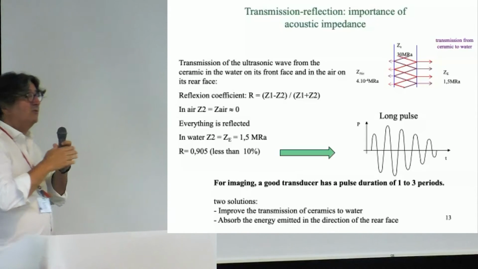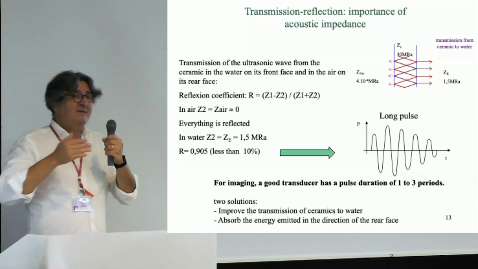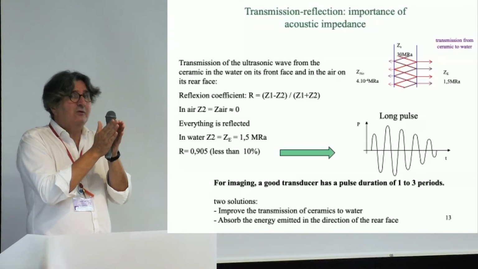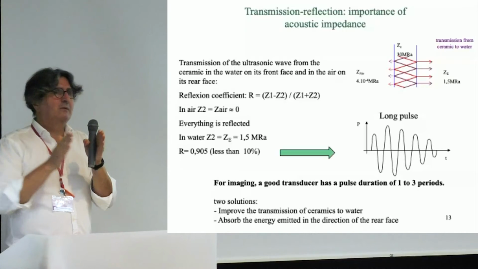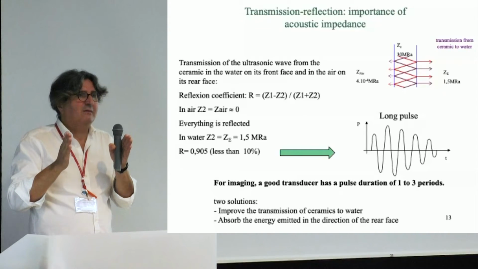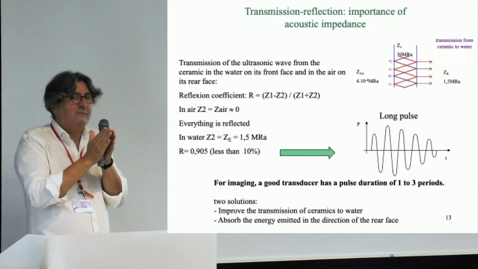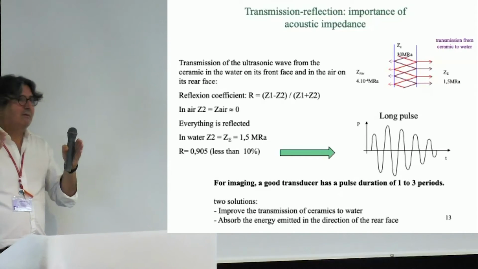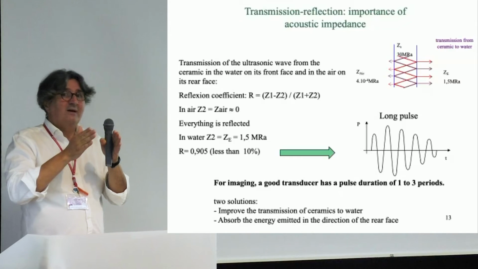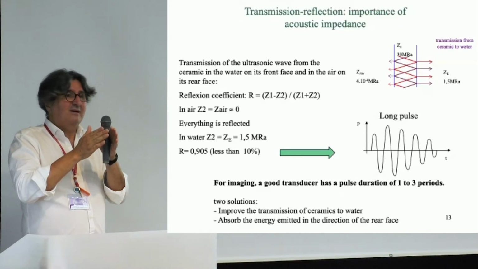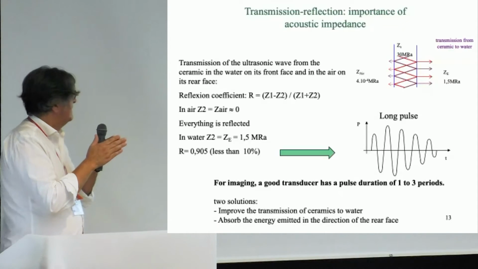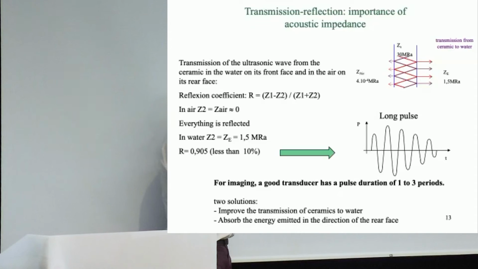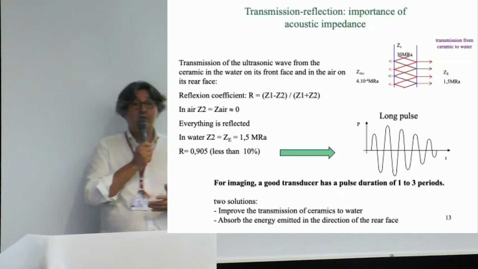And if you want to do images, this is not what you want. Because if you have two structures that are very close together, and you have a very long pulse, you will not be able to separate these two structures. So the question that we address is how can we shorten this pulse, to get a pulse duration of 1 to 3 periods.